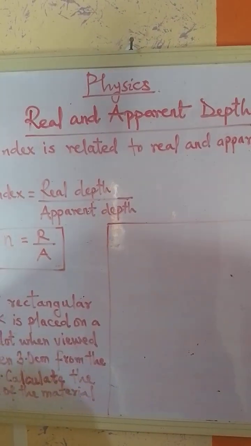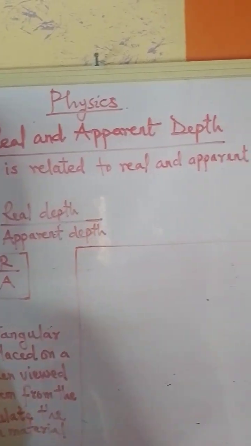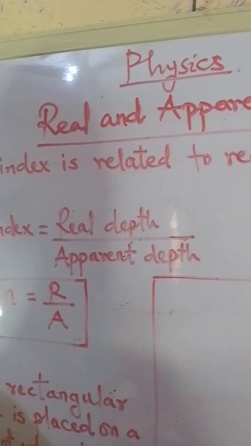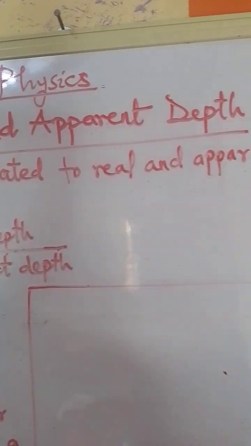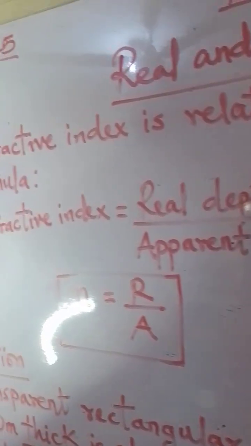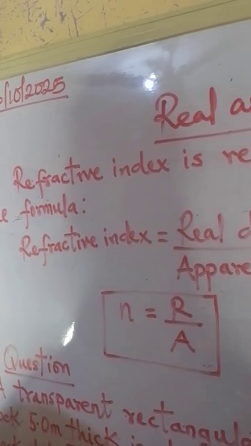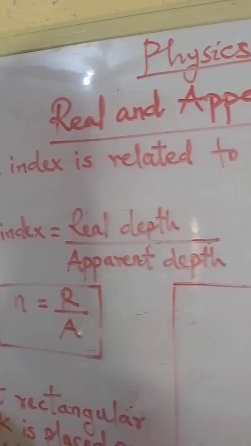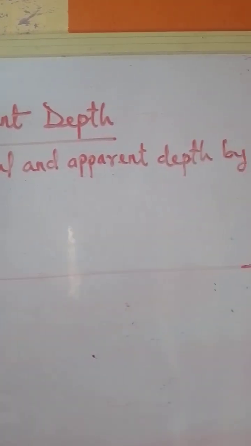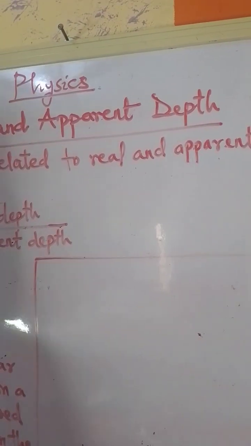Good afternoon, viewers. Today again we are going to be looking at real and apparent depth in physics. As we all know, one of the phenomena of refraction is that when you place a glass block on printed materials, the printed materials or the written words will appear to be closer to the top of the block than it really is. That phenomenon talks about refraction, and we can talk in terms of real and apparent depth.